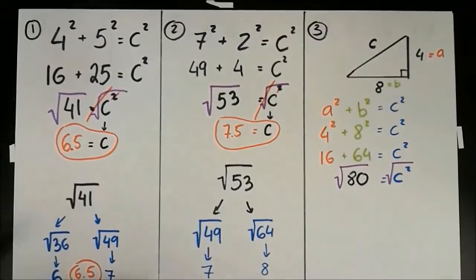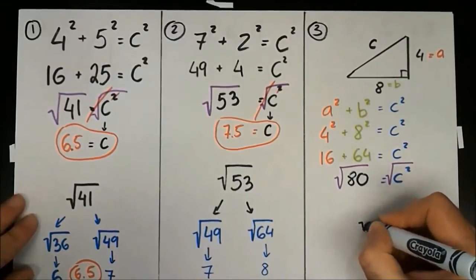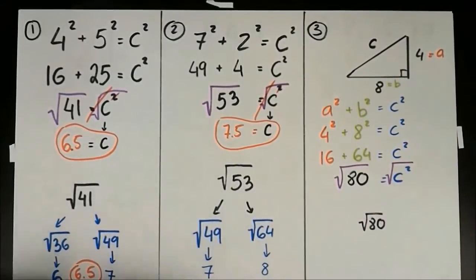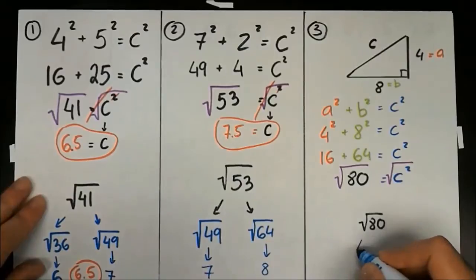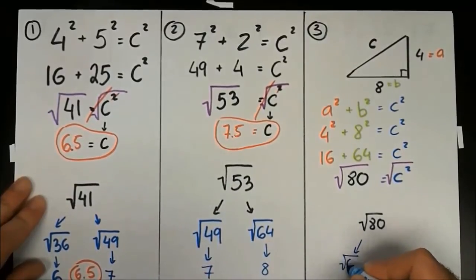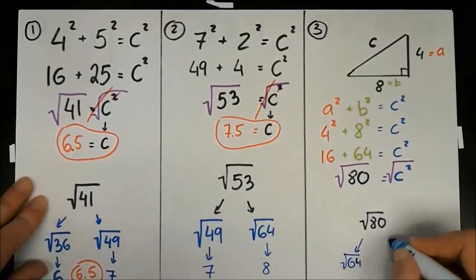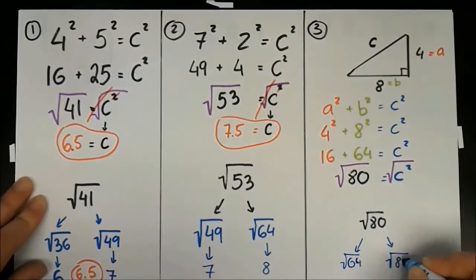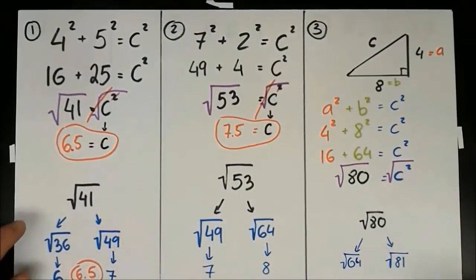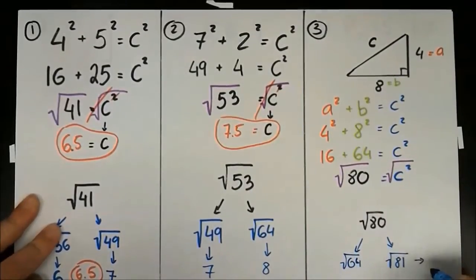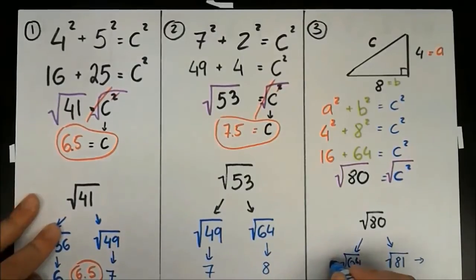So what are the two perfect squares above and below 80? Well, the one right below it is going to be 64. The one right above it is 81. Now I can tell 80 is almost 81, so it's going to be very, very close to what 81 is. And what is the root answer for 81? For 81 it's 9, for 64 it's 8.